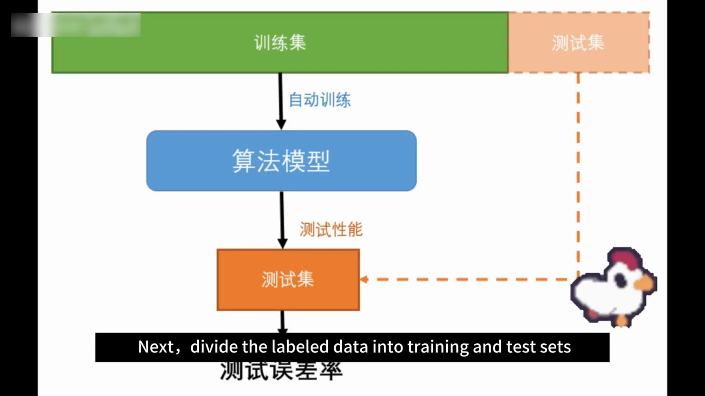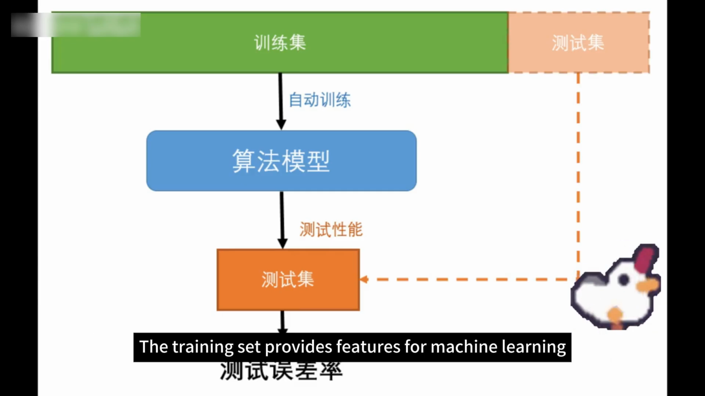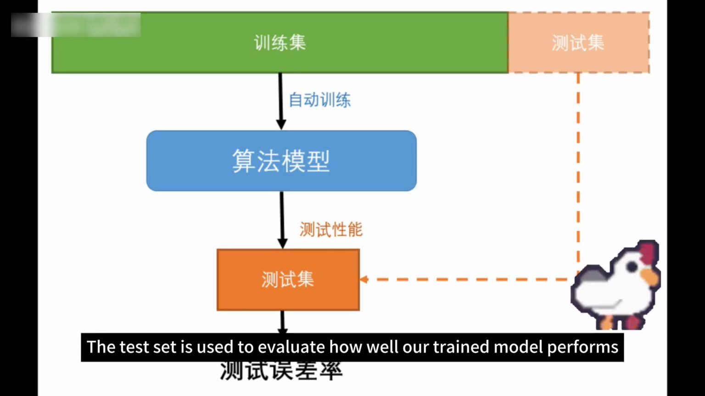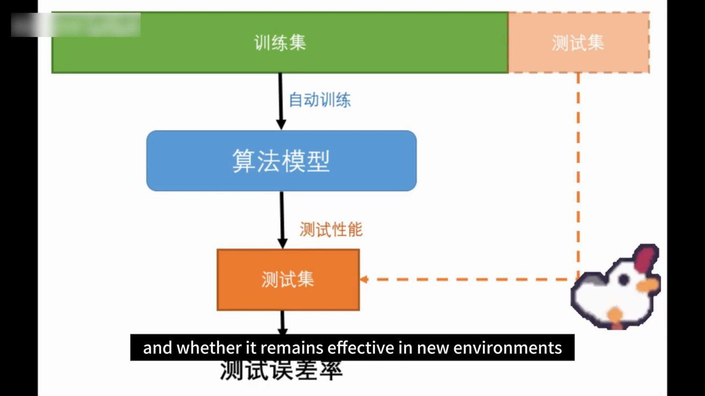Next, divide the labeled data into training and test sets. The training set provides features for machine learning, so it can make predictions when encountering unknown images later. The test set is used to evaluate how well our trained model performs, and whether it remains effective in new environments.